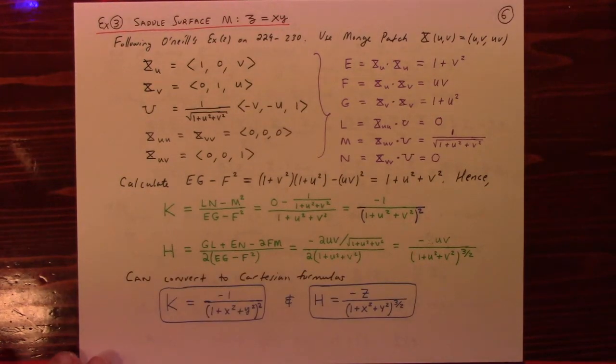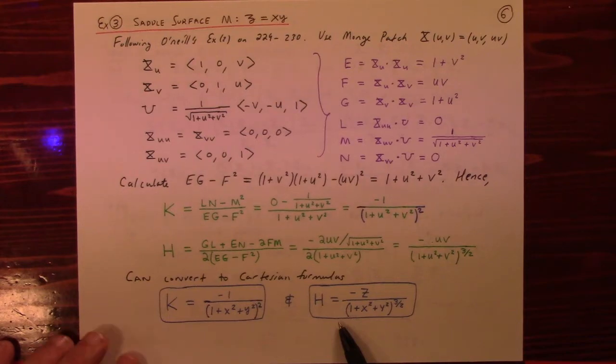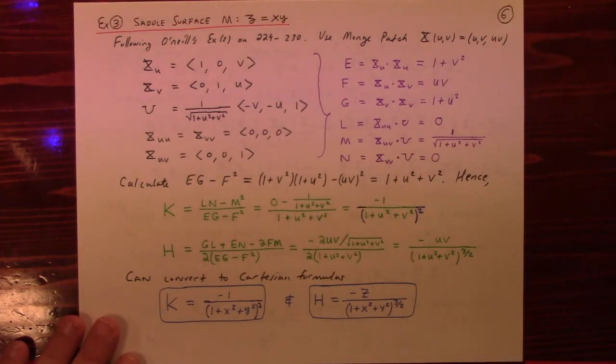And so, of course, if you go back to using x for u and y for v, it's a little bit more insightful, I think. This is the formula for the Gaussian curvature at an arbitrary point on the saddle surface. This is the formula for the mean curvature at an arbitrary point on the saddle surface. And you can see what happens when we put x and y both equal to 0. That gives us z equal to 0. So at x and y both 0, at the origin, we have mean curvature 0, right? And we have Gaussian curvature -1.